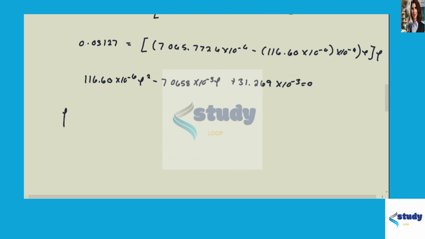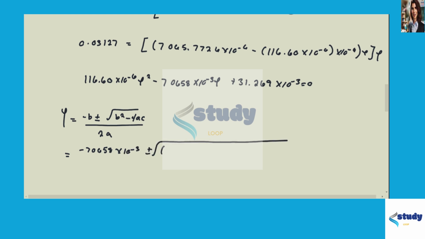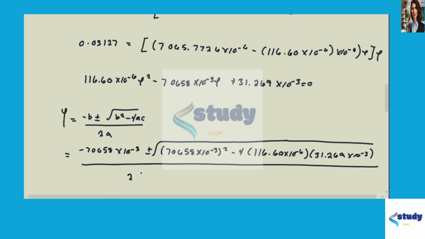And now we can do the quadratic formula. So we have negative b plus or minus the square root of b squared minus 4ac, over 2a. So 70658 times 10 to negative 3 plus or minus the square root of 70658 times 10 to negative 3 squared, minus 4 times 116.60 times 10 to negative 6, times 31.269 times 10 to negative 3, divided by 2 times 116.60 times 10 to negative 6.